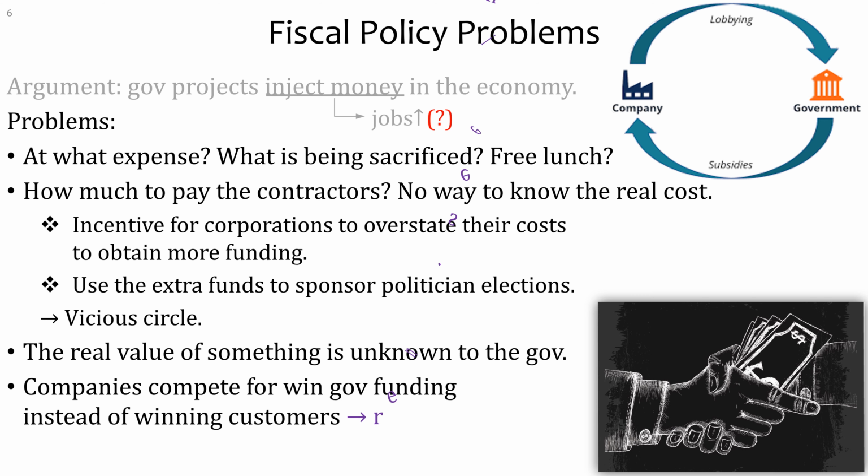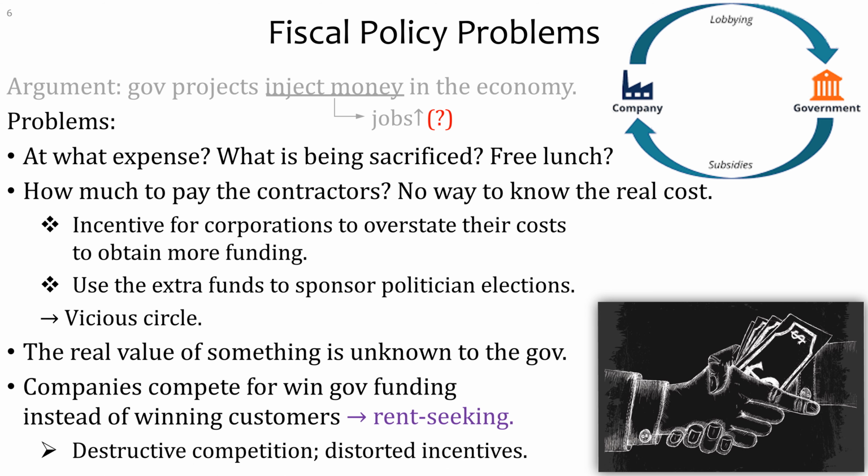This is where you get rent seeking, which is instead of becoming more productive and more efficient, the companies spend their resources to gain government-favored position, and that would be destructive competition and distorted incentives, right? So you're directing the incentives of the companies in the wrong direction through fiscal policy. In short, fiscal policy really leads to corruption. That's really the essence of it.